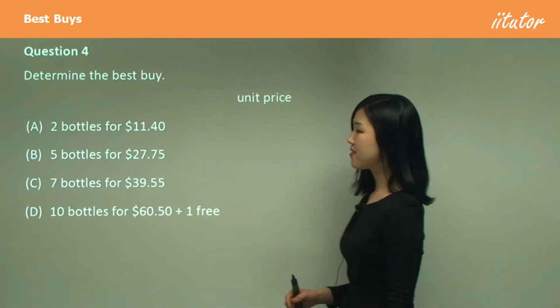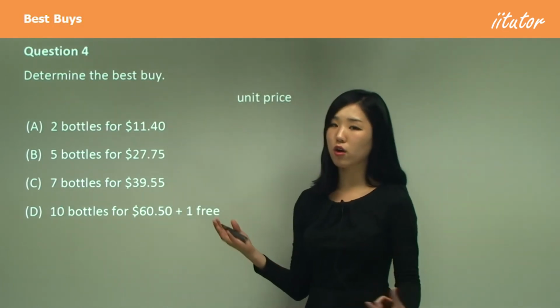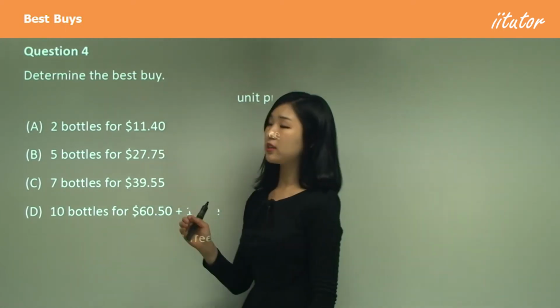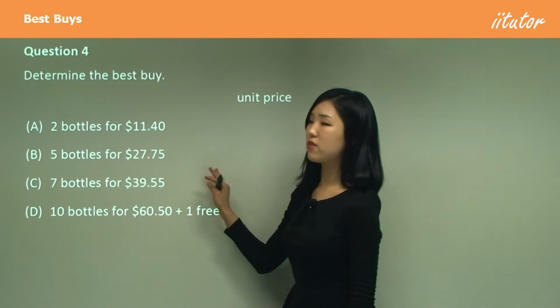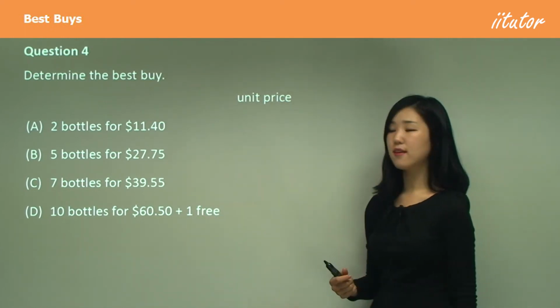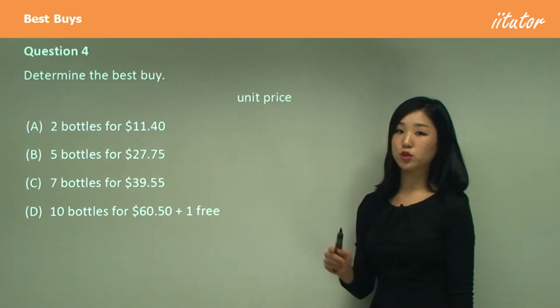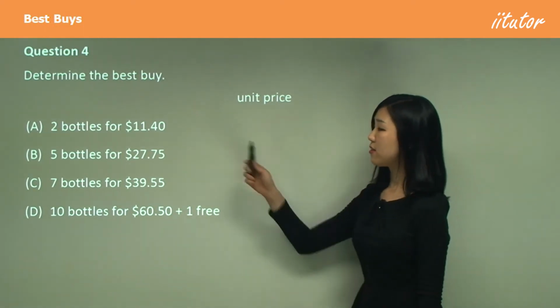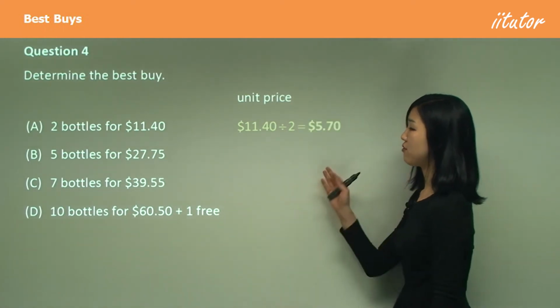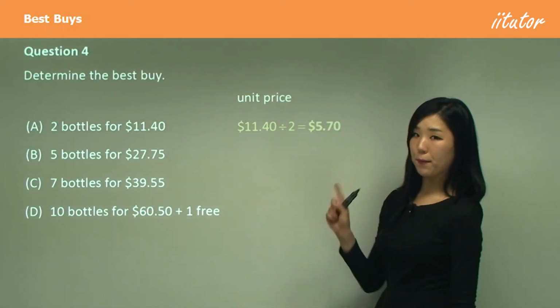Alright, the same thing. This time we're talking about bottles, maybe like Coke bottles, wine bottles. 2 bottles cost $11.40, 5 cost for this much, and so on. There's different deals for a number of wines. I want to find the cost of 1 bottle so I can compare the prices. So the first one, I'll divide the $11.40 by 2, which gets you $5.70. So that's the cost of 1 bottle.